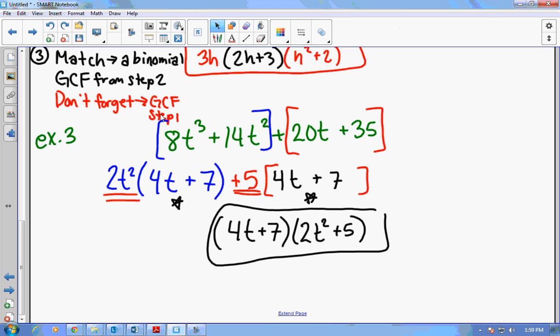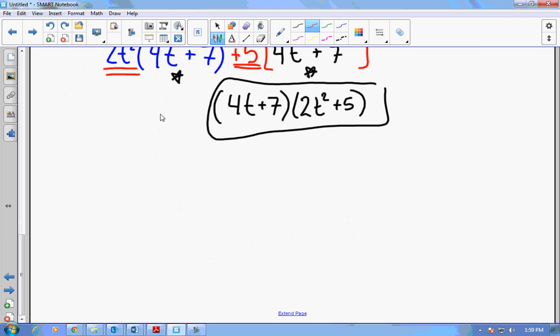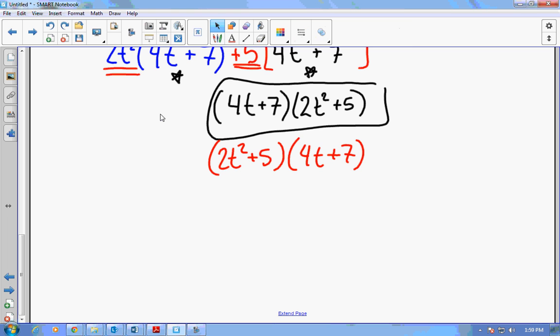Yep. It can go in either order. You can multiply in either order. So saying it this way is the exact same. It means the exact same. Both are correct. Okay? You want to try another one?